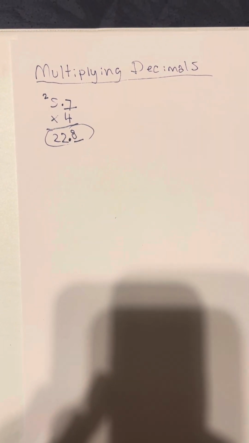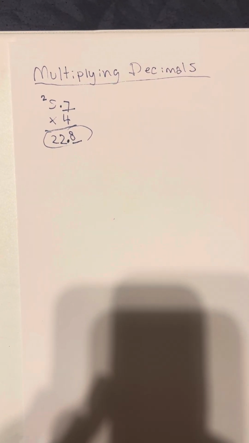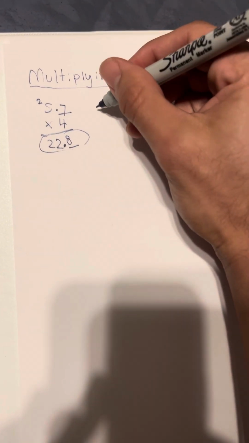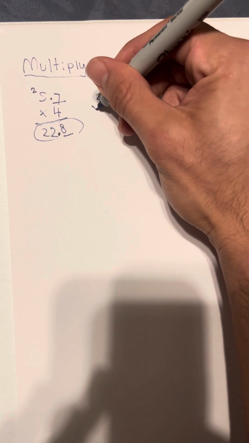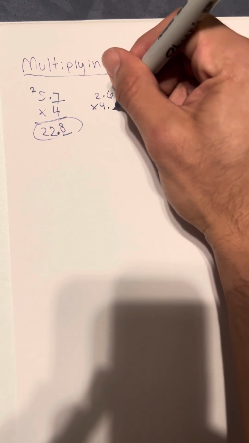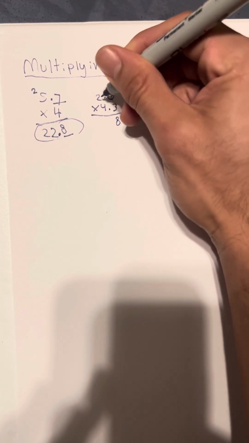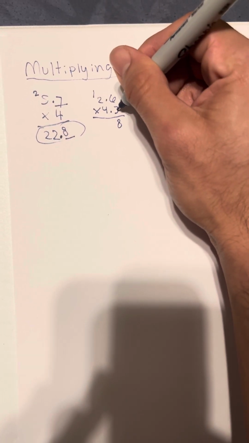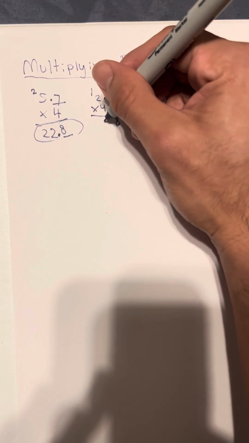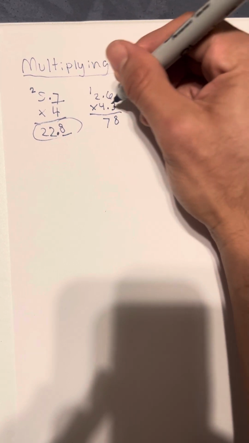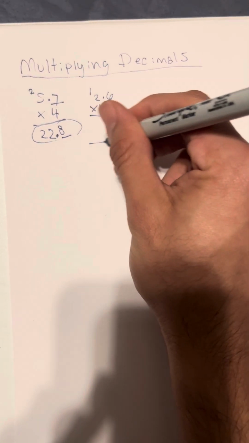Alright, we're going to try one more example with 2 numbers both with decimals. So now we'll start out with 2.6 times 4.3. 3 times 6 is 18, carry the 1. 3 times 2 is 6, plus 1 is 7. And then we put a 0 right here. That's one of the rules we gotta follow.